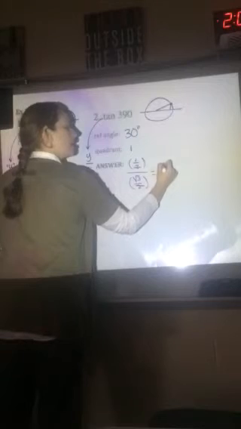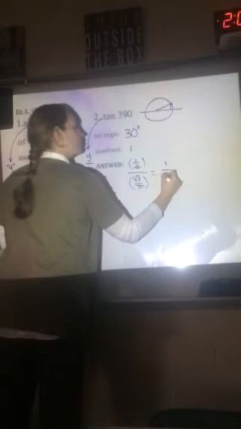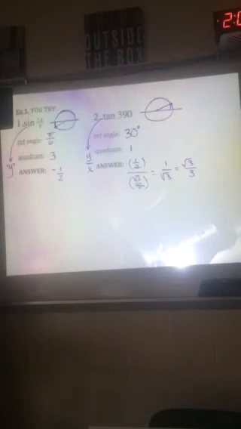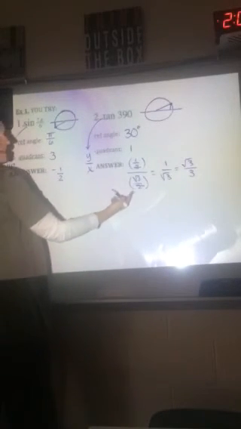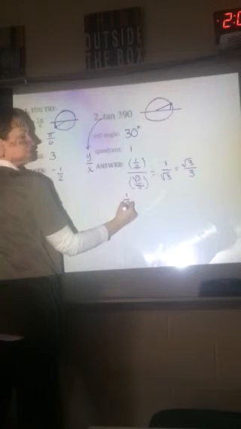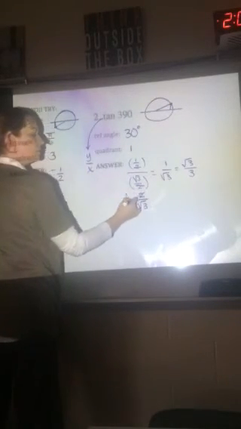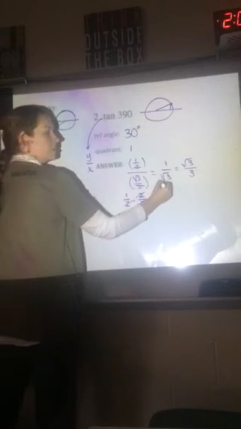Cancel the 2's. That's going to give me 1 over root 3, or root 3 over 3. I'm able to cancel the 2's alternately, because if I multiply by the reciprocal, the 2's will cancel, which then leads me back to here.